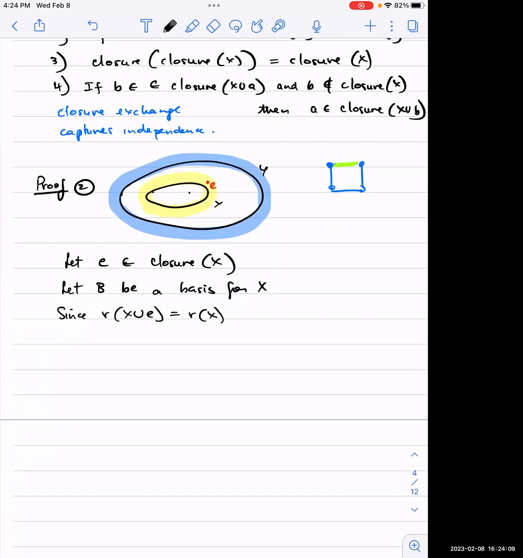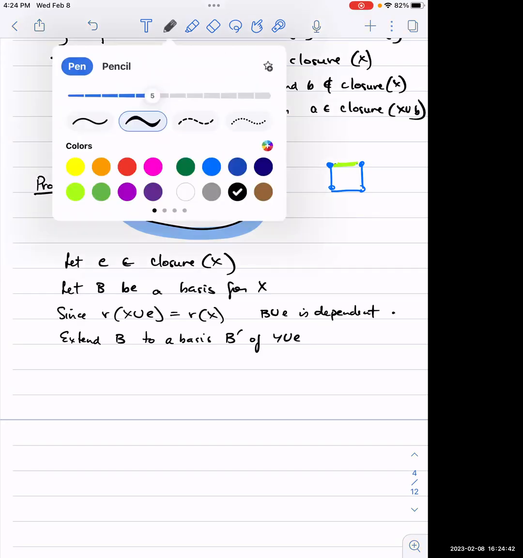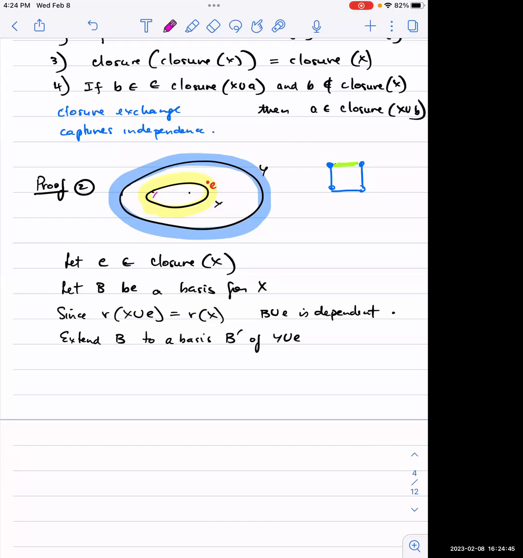Then where are we? Since B union E is dependent, extend B to a basis B dash of Y union E. So B is a basis for X. Somewhere here is this B, that's a basis for X, and then you can extend it to a basis for Y union E.